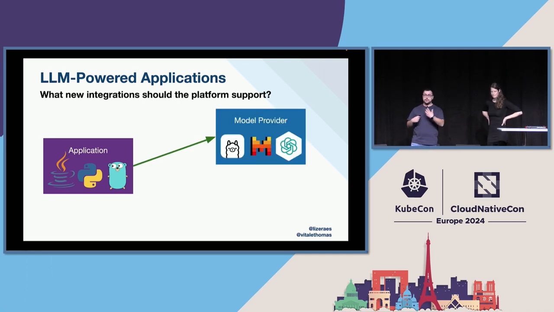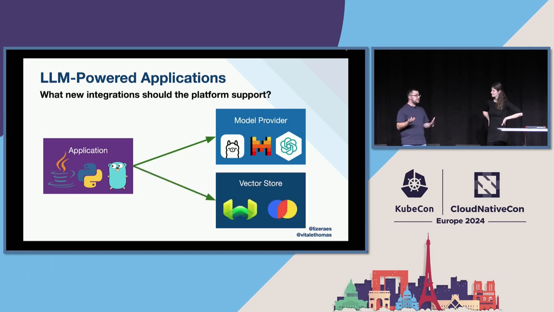One is towards a model provider. And it could be a local model provider like Ollama, which is great to run large language models locally on your local development environment or for on-premises deployments. There could be cloud services, for example, Mistral AI or OpenAI. And then we have a second type of integration towards these databases that really don't store data, but they store the meaning of data as numerical vectors. And we call them vector stores. So it could be Weaviate as an open source example. Right? Correct.